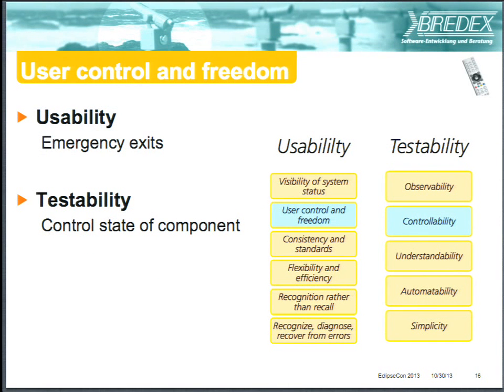Okay, now users are kind of crazy. They're going to click all over the place. They're going to do things, and they're going to get themselves into areas that they maybe didn't want to go into. And the idea with user control and freedom is that they need emergency exits. They need ways of getting out without deleting everything, without doing that thing that they didn't want to do. And that comes right down to controllability. In testability, if I control the state of the component or the state of the application, then I have a better chance of testing that.